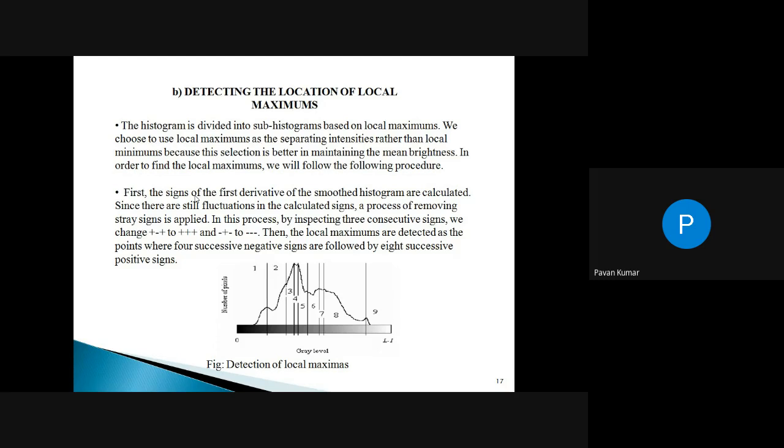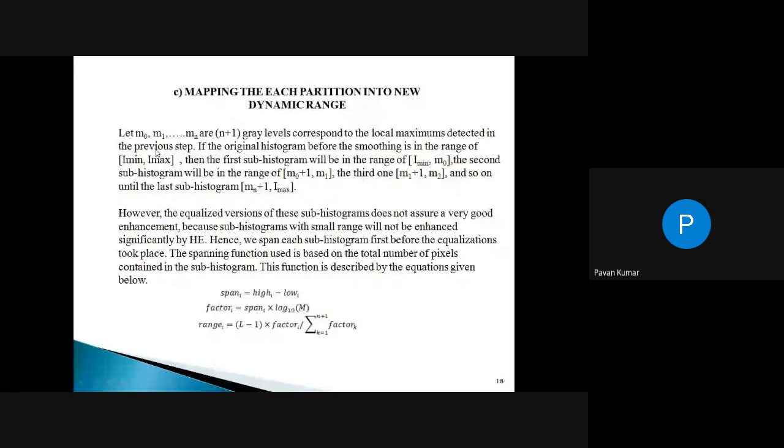So we will locate the local maximas as the points where 4 successive negative signs are followed by 8 successive positive signs. That's why I took this as a local maxima. Similarly for all the others: region 1, region 2, region 3, 4, 5, 6, up to 9. Based on the local maxima, I have split this histogram into several sub-histograms. Afterwards, I will note them.